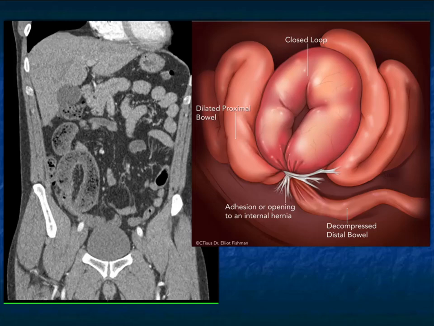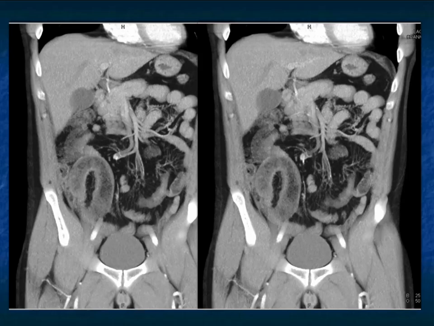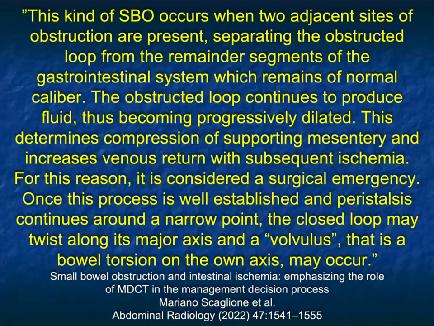And here's a very nice look with a drawing showing the decompressed distal bowel, the dilated proximal bowel, and the closed loop with an adhesion along the opening. Just a really nice correlation. Here it is again on the volume rendered images. So a very important concept. Bowel obstruction when two adjacent sites are obstructed, separating the obstructed loop from the remainder of the GI tract. And this is where you talk about that coffee bean configuration, or in the last case, these are surgical emergencies. This is this twist.